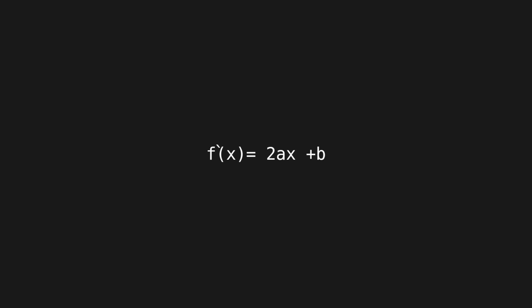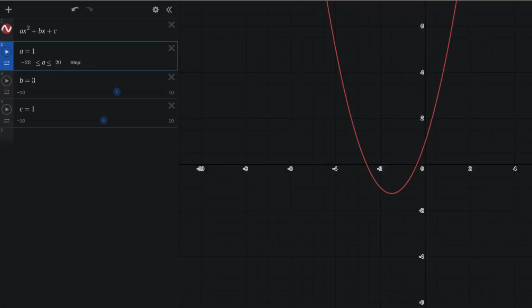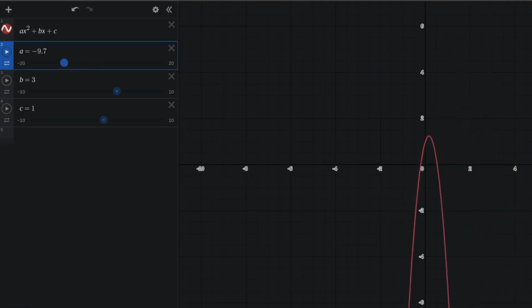The first derivative of the quadratic equation is 2ax plus b, which is a line with a slope of 2a. So 2a is the second derivative. The first derivative shows the vertex. The second derivative shows the concavity of the quadratic equation. Positive means concave up and negative means concave down.